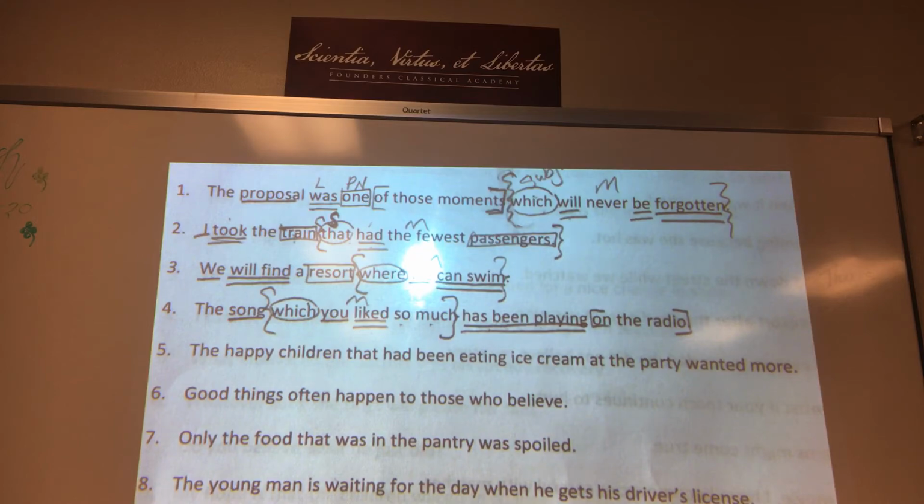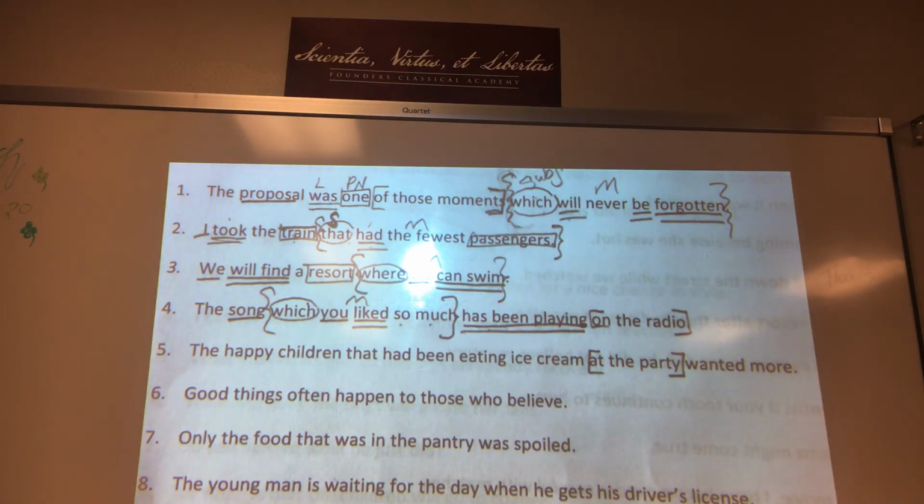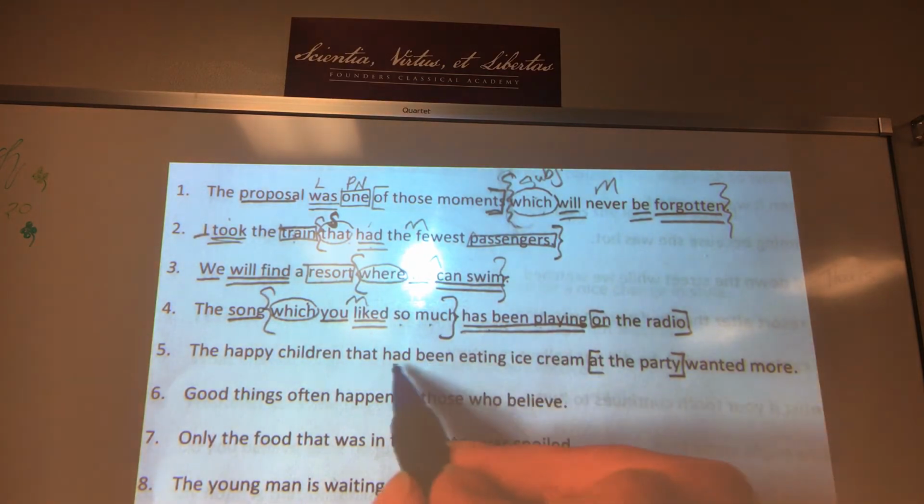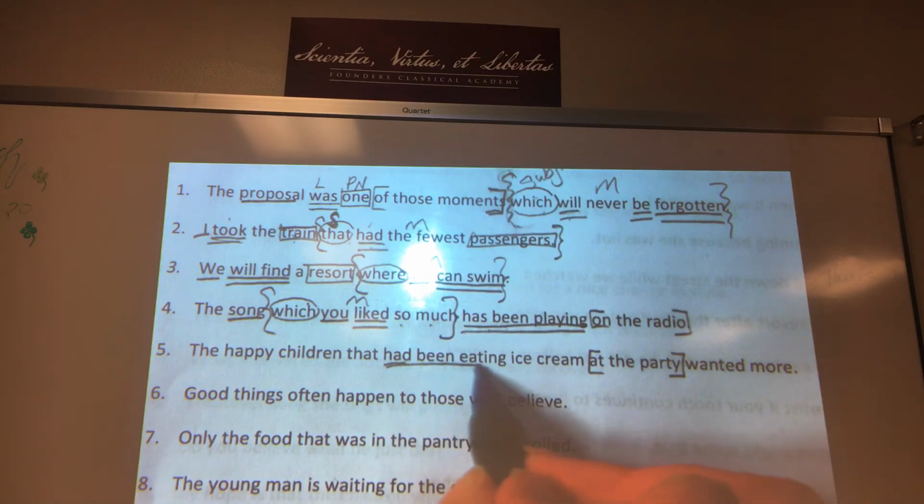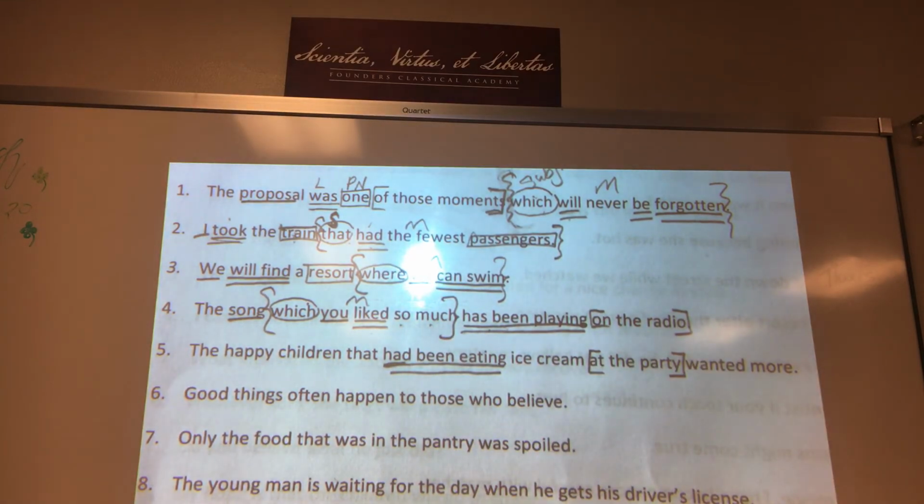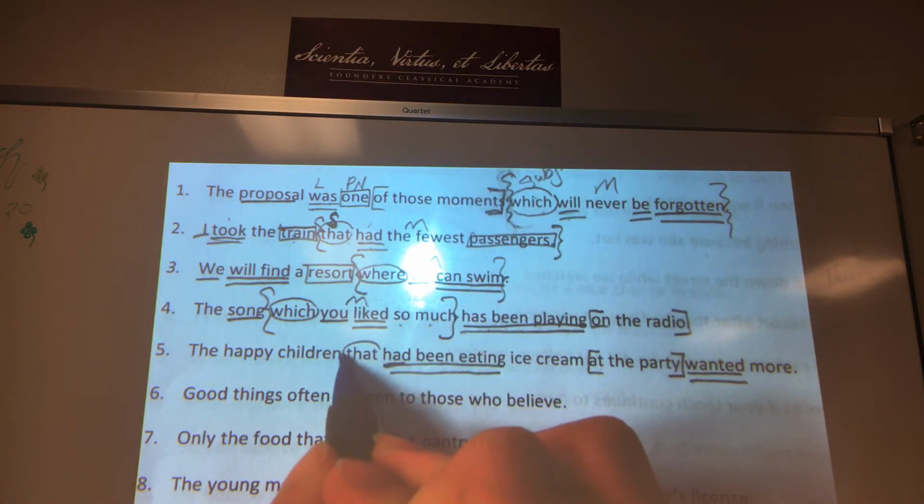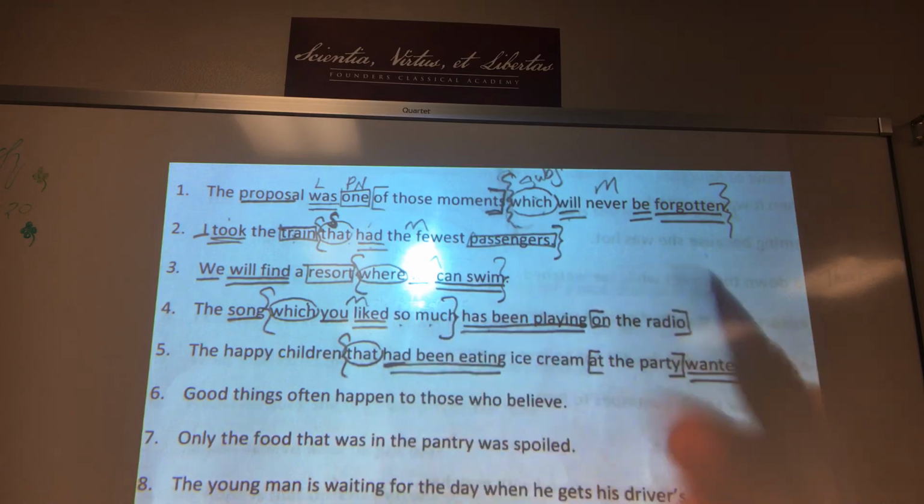Okay, last one, number 5. The happy children that had been eating ice cream at the party wanted more. Prepositional phrases. At the party. Verbs. Had been eating. Okay, subject, other verb. Wanted. Okay. All right, subordinating conjunctions, relative pronouns. The word that, make it a water bug.